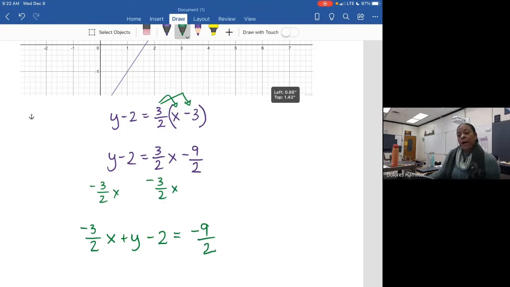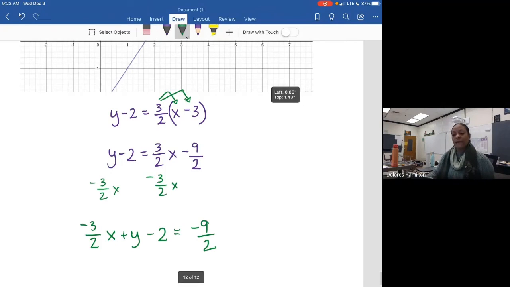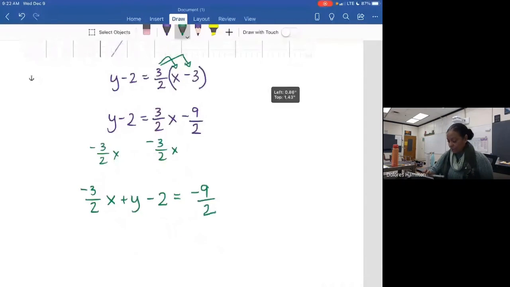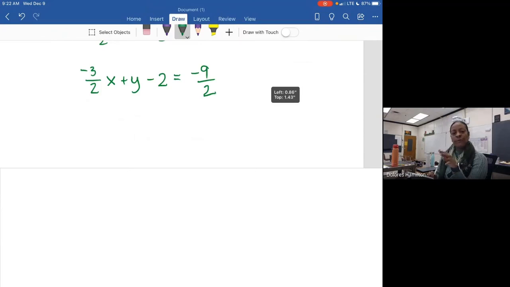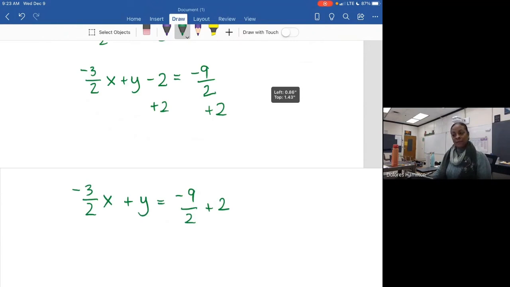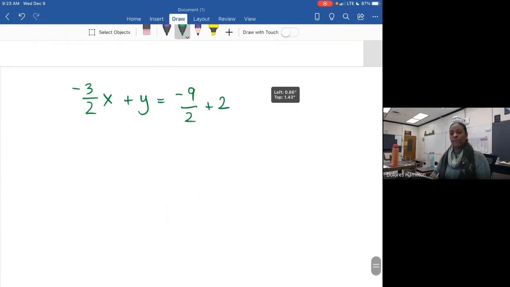So when we subtract the 3/2 x, that leaves us with that bottom green equation. We've got -3/2 x plus y minus 2 equals -9 over 2. So let's just move that -2 over to the other side as well. And that leaves us with this bottom equation. Now we're ready to clear the fractions. We see that we have 2 in the denominator, both of them.